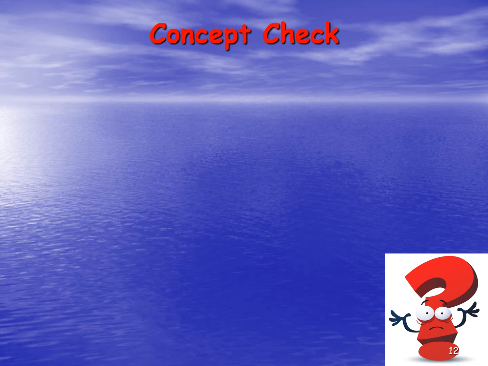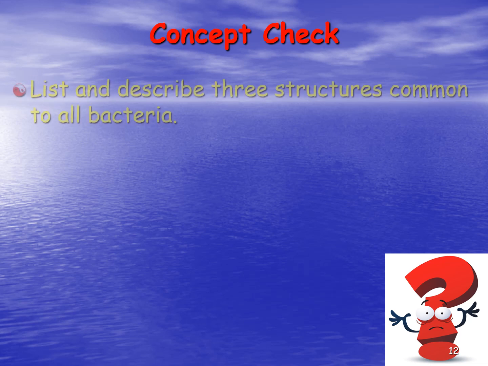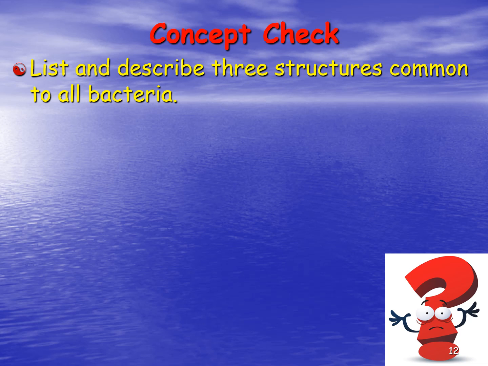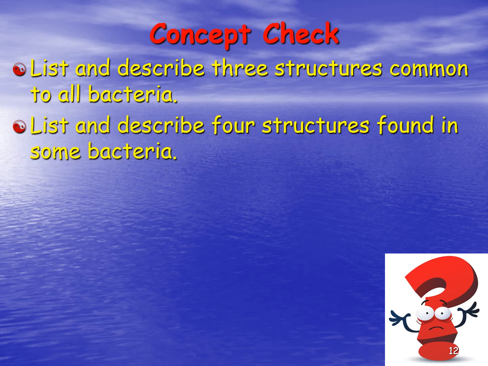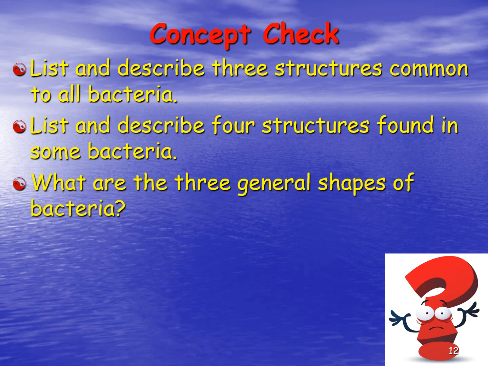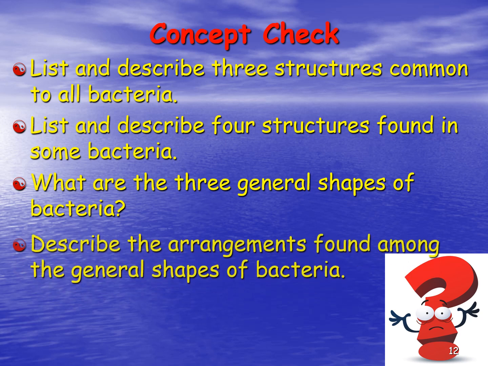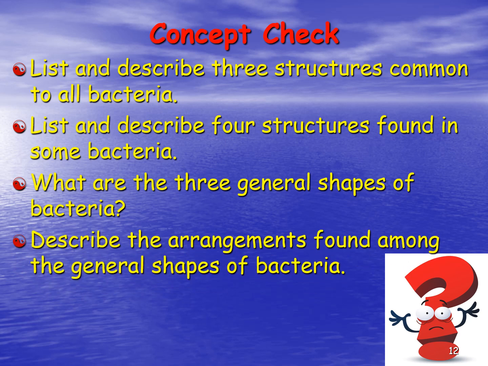So here's our first concept check. You should be able to describe at least 3 structures common to all bacteria. You should be able to describe at least 4 structures found in all bacteria and at least some of those that are found in some of the bacteria. You should be able to know the 3 general shapes of bacteria and to describe the arrangements found among those general shapes of bacteria.